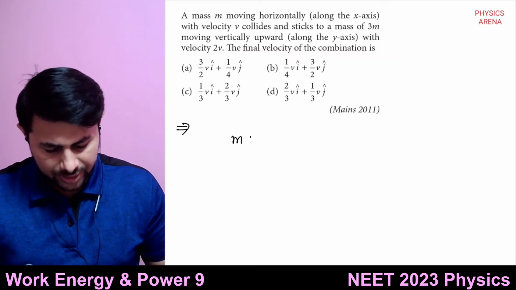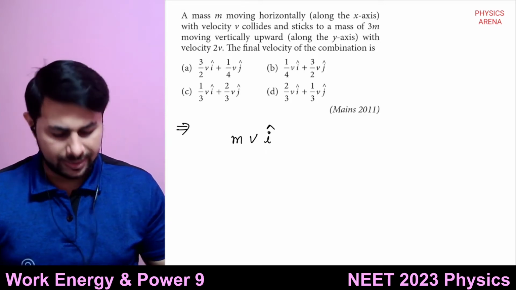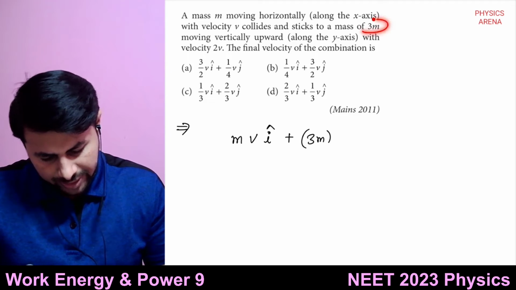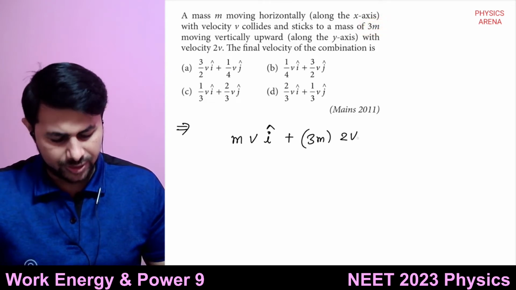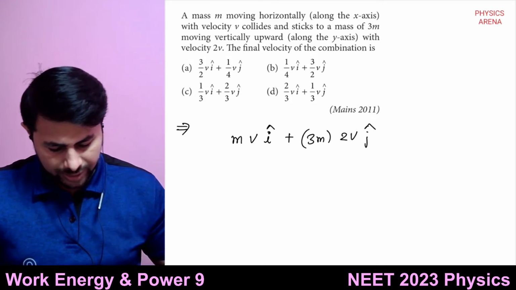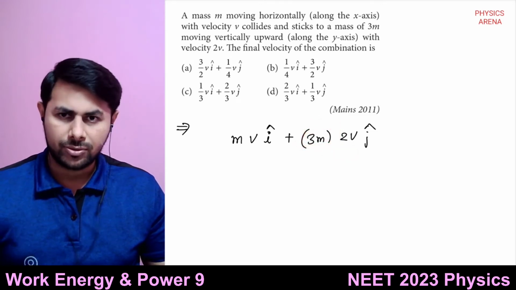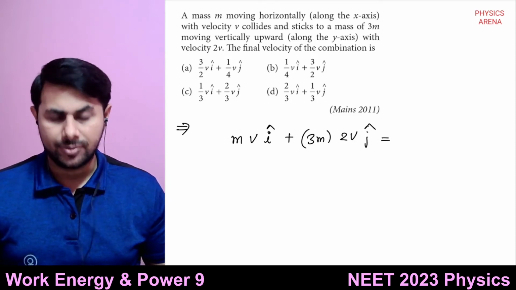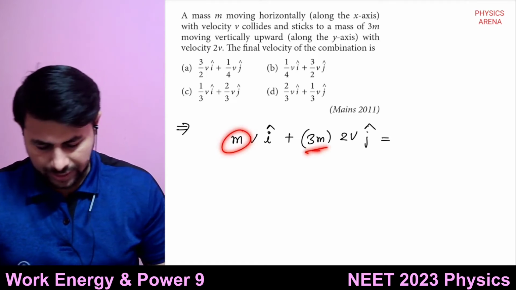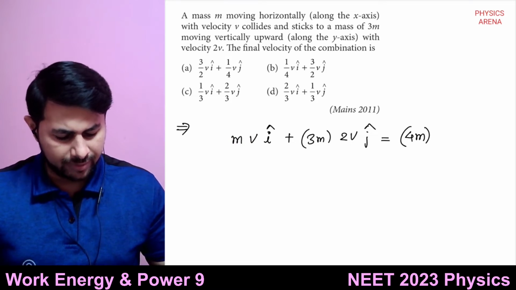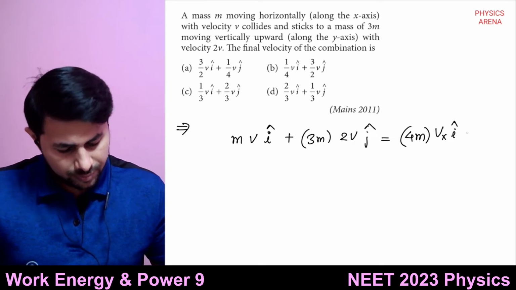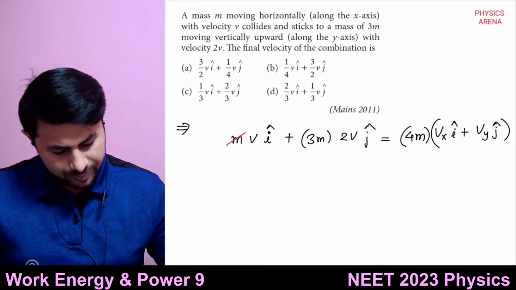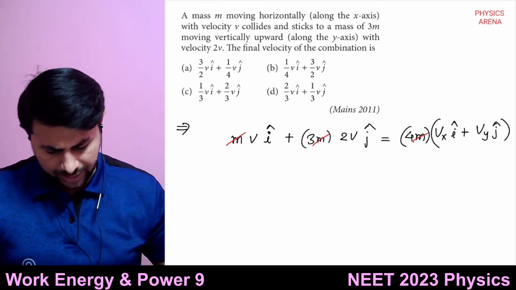The first one is moving in x direction with velocity v, so its momentum is mv times i cap. The second one has mass 3m and it is moving in y direction with velocity 2v, so its momentum is 3m multiplied by 2v times j cap. The final mass will be the sum of these two, m1 plus m2, so m1 is m, m2 is 3m. It is 4m multiplied by some vx into i cap plus vy into j cap, right? So m and m get cancelled and you get vx and vy.